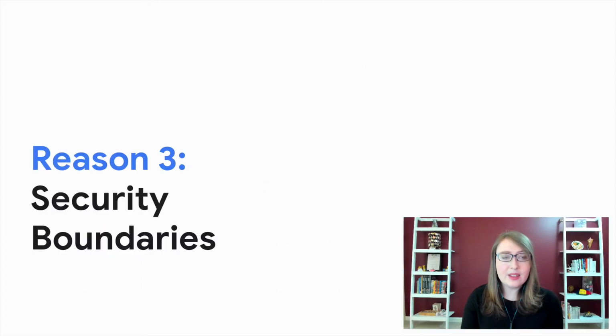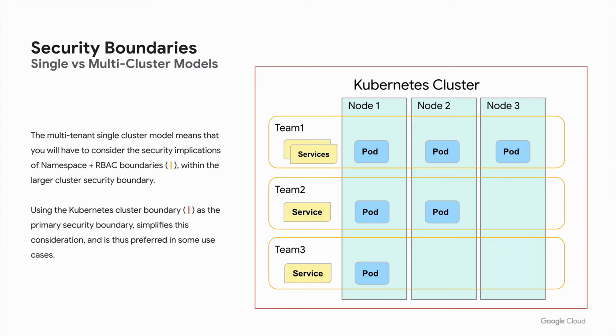Now, the next reason that I want to go over is security boundaries. Another colleague pointed this out to me when I asked him to review this presentation, and I thought it was a great point. The multi-tenant single cluster model means that you'll have to consider the security implications of namespace boundaries using role-based access controls within the larger cluster security boundary. Using the Kubernetes cluster boundary as the primary security boundary kind of simplifies this consideration.